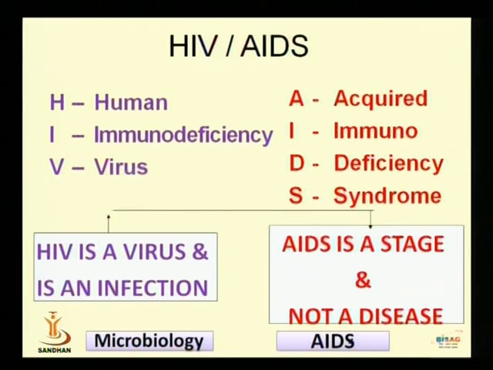AIDS basically is not a disease, it is a stage. Why is it called a stage? Because when the HIV virus enters the host, specifically human beings, then as we will see later, it leads to immunodeficiency in the host. So a stage is achieved in the host, and that stage is known as the immunodeficiency stage.